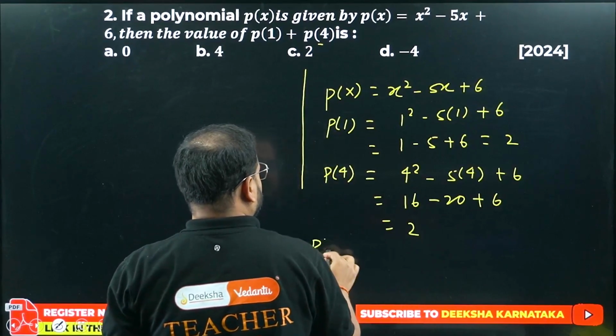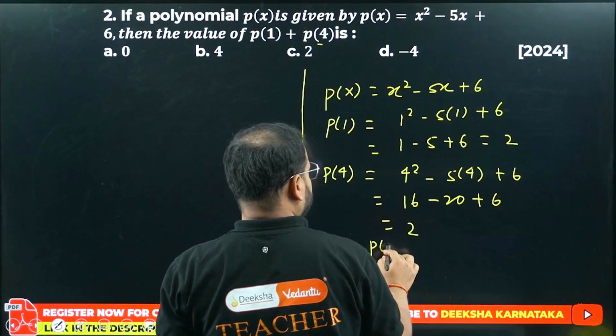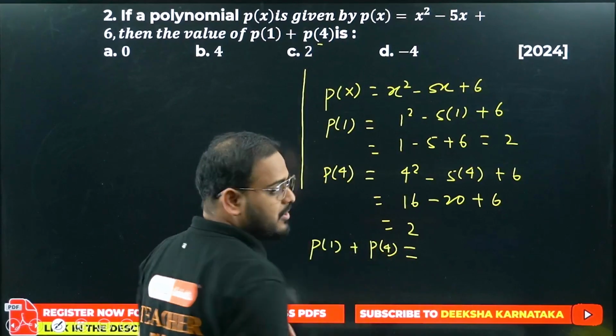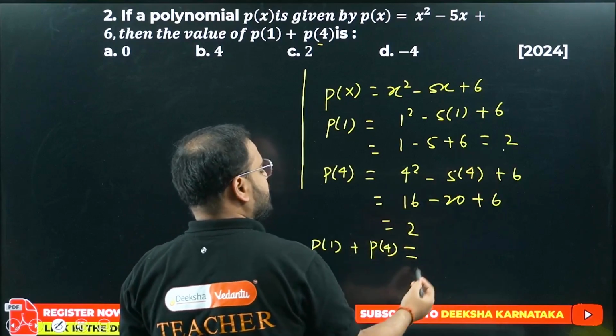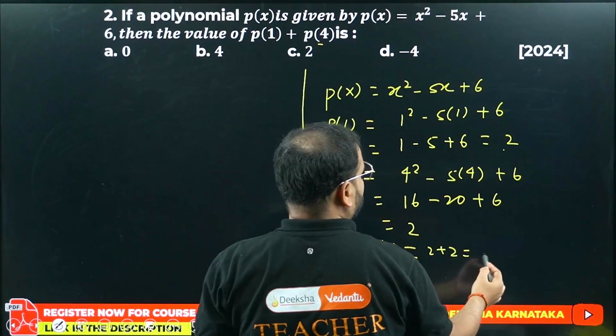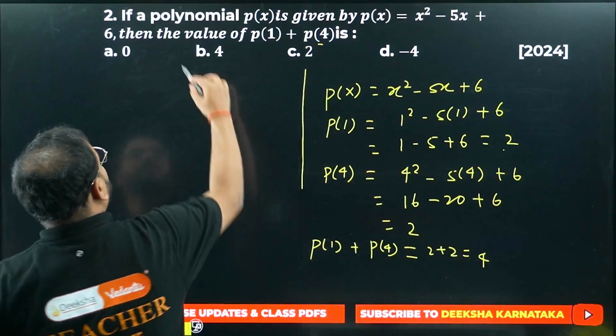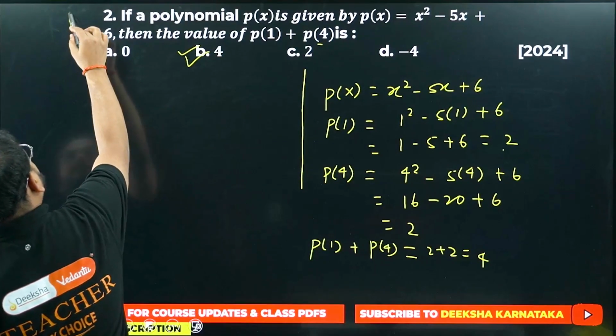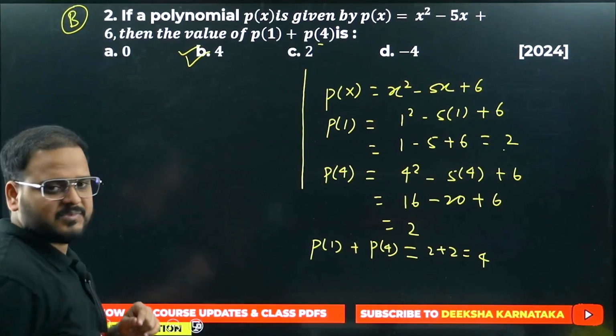What are they asking? Sum of the P1 plus P4. P1 is how much? 2. P4 is how much? 2. So 2 plus 2. Result is what? 4. Answer is B, sir. Answer is B. Simple problem.